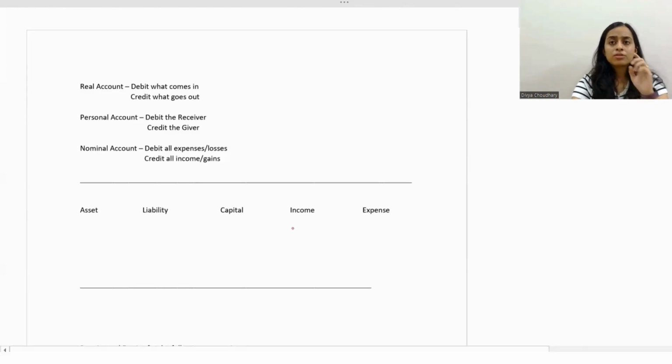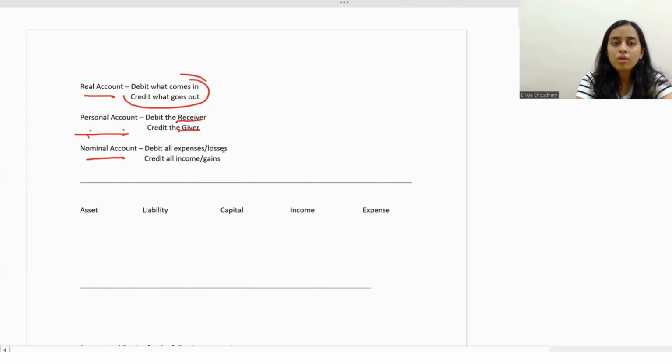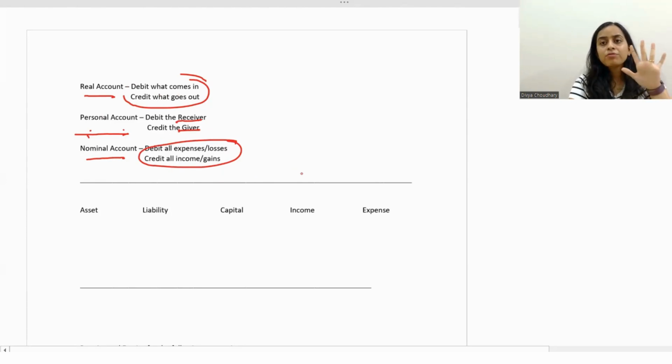All right. Three golden rules of accounting. There are three accounts: real account, personal account, and nominal account. Real account's rule: debit what comes in, credit what goes out. Personal account: debit the receiver, credit the giver. Nominal account: debit all expenses and losses, credit all income and gains. Then the next five basic terms are asset, liability, capital, income, and expenditure.